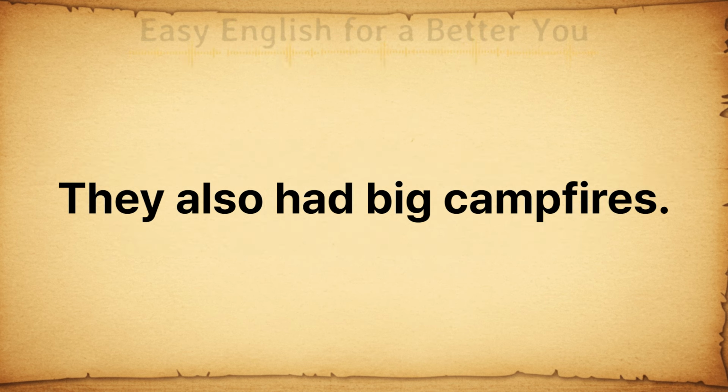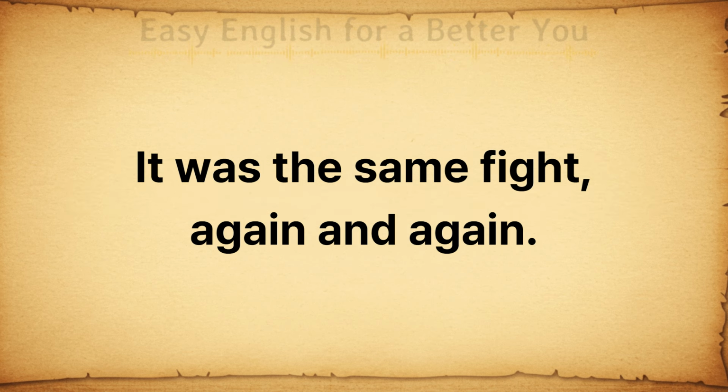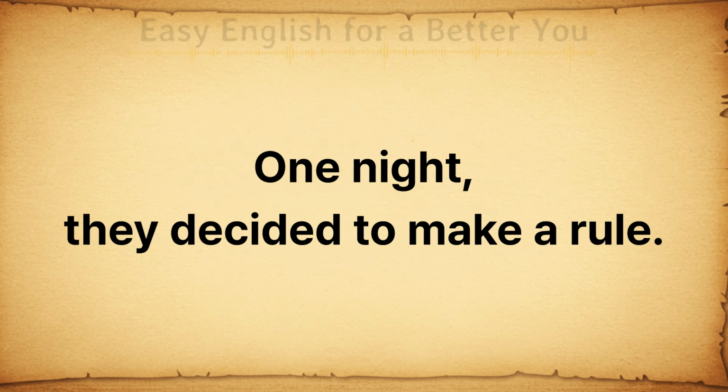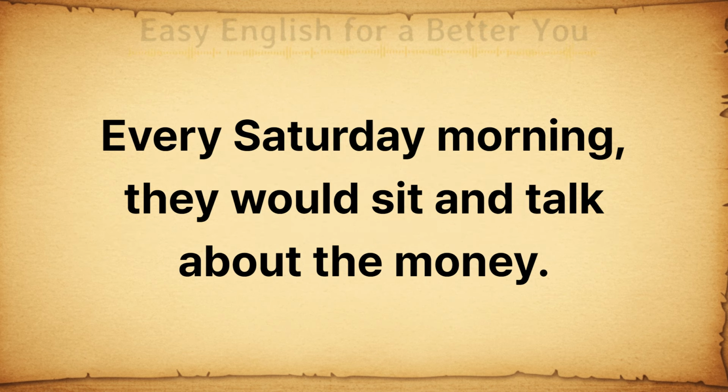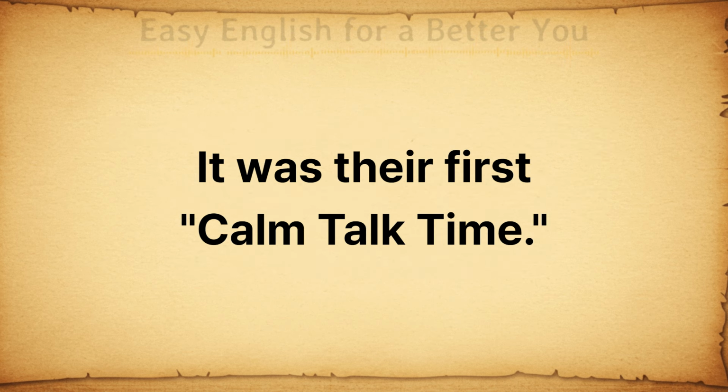They also had big campfires. They fought about money every month. It was the same fight again and again. One night, they decided to make a rule. Every Saturday morning, they would sit and talk about the money. No yelling. It was their first calm talk time.